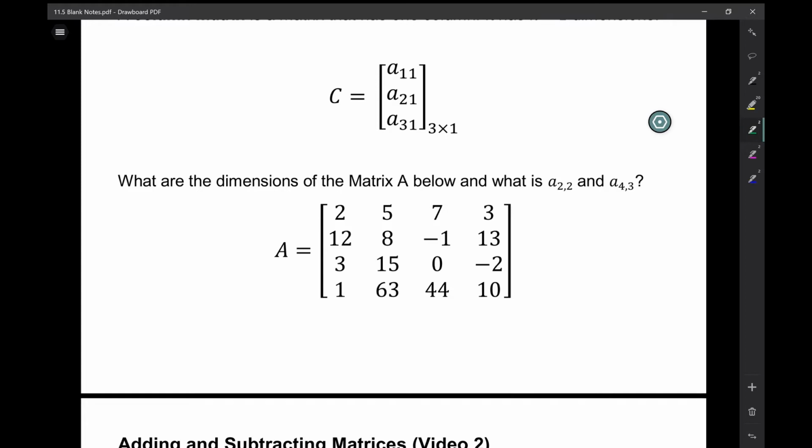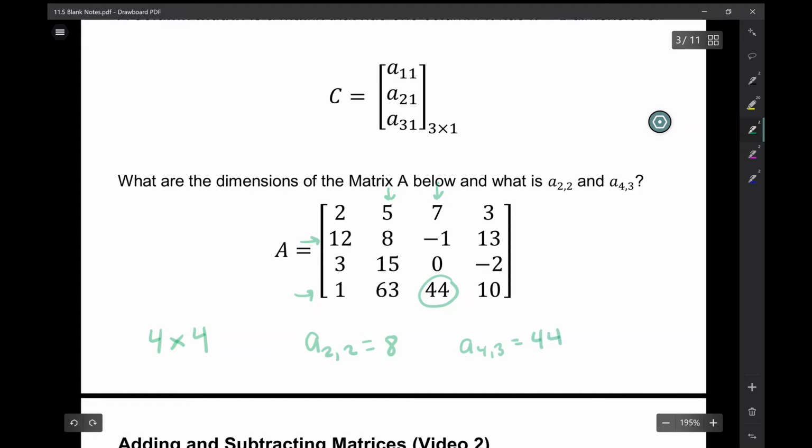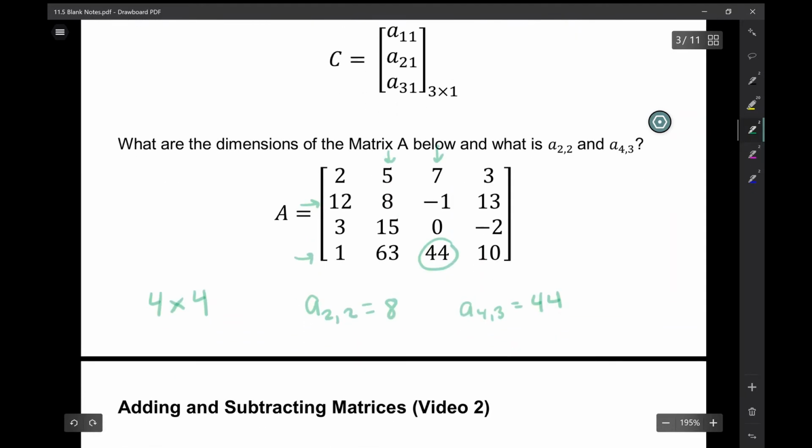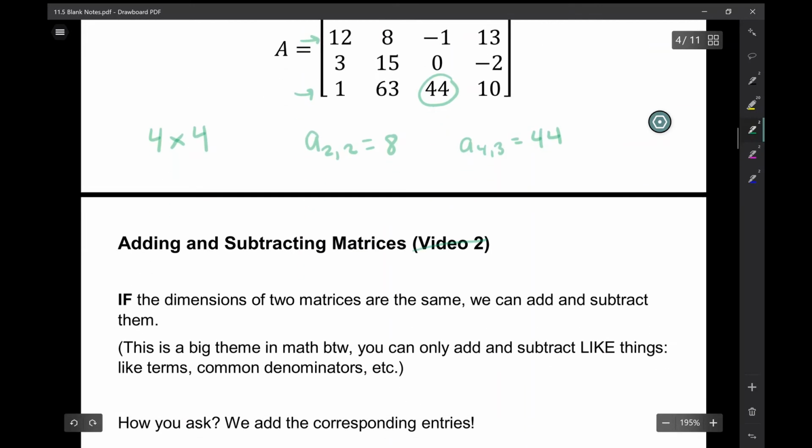Great. So what is the dimension of this matrix? Well, it has 1, 2, 3, 4 rows, and it has 1, 2, 3, 4 columns. So it's a 4 by 4 matrix. A sub 2,2 is in the second row and the second column, so that's going to be equal to 8. And A sub 4,3 is in the fourth row in the third column, so A sub 4,3 equals 44.